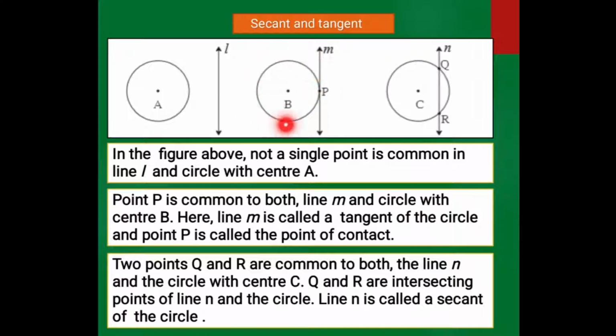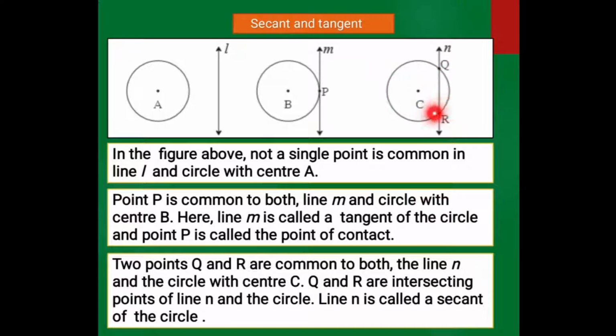Now observe this second figure. In the second figure we consider a circle with center B and line M. There is one common point for the circle and this line. Point P is common to both line M and the circle with center B. Here line M is called a tangent of the circle and point P is called the point of contact. So here this line M we call a tangent of this circle and this common point P is called the point of contact.